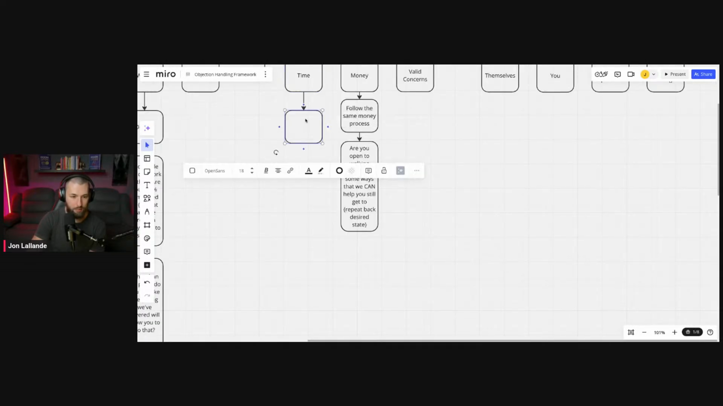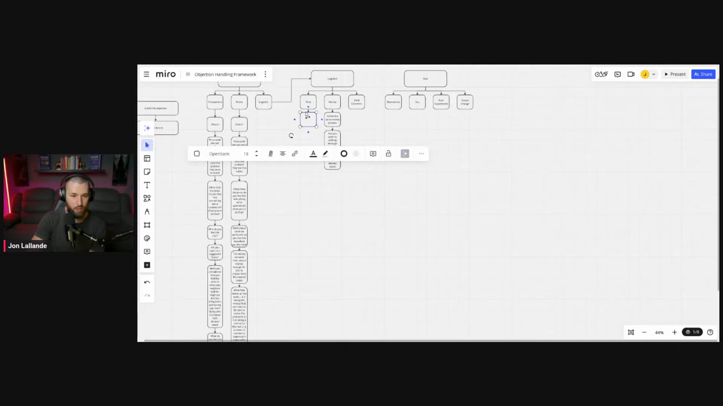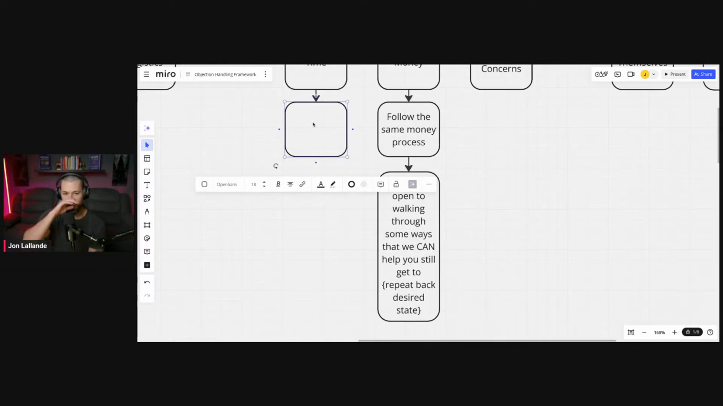Now let's talk about a time objection. Yeah, everything works great. This will fall under logistics, but the timing isn't quite right. It's going to be a very similar process. So the first thing we're going to do is we're going to clarify.